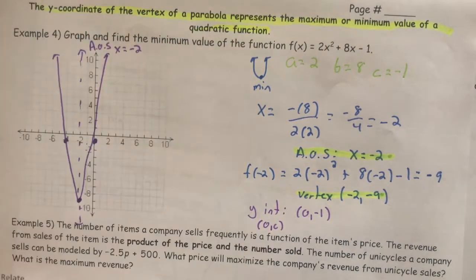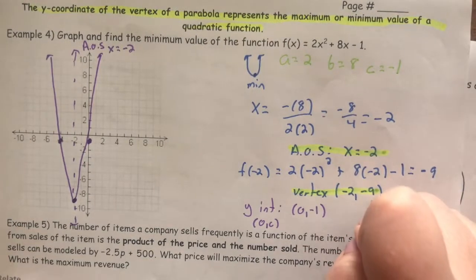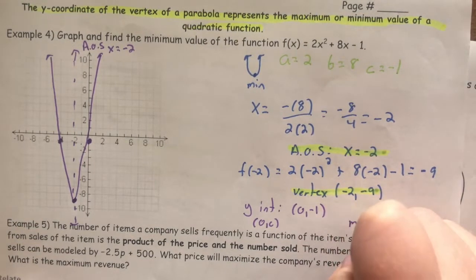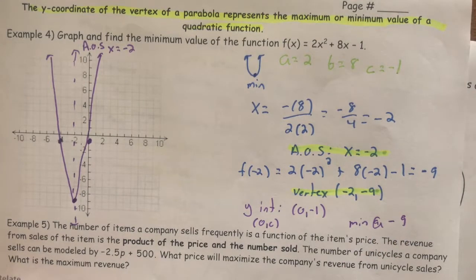All right, so not the best, but it's good enough. It does ask you to identify the minimum or maximum. We know it's going to be a minimum, and a minimum will be equal to our y-coordinate. So our minimum value is at negative 9.